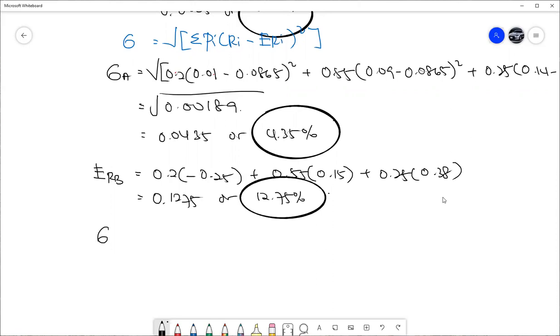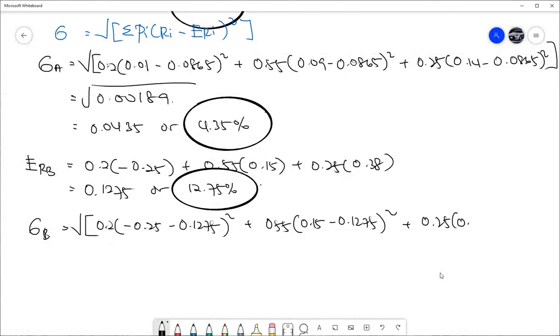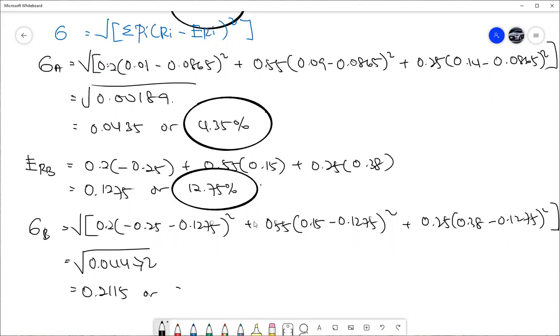So standard deviation for B is very easy. You see, no rocket science. Basically, this means probability 0.2 times negative 0.25 minus 0.1275 squared, plus 0.55 times 0.15 minus 0.1275 squared, and the last one, 0.25 times 0.38 minus 0.1275 squared, close brackets. This will be the square root of 0.04472, and the final answer is 0.2115 or 21.15%.